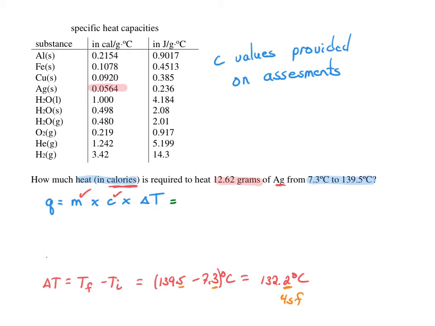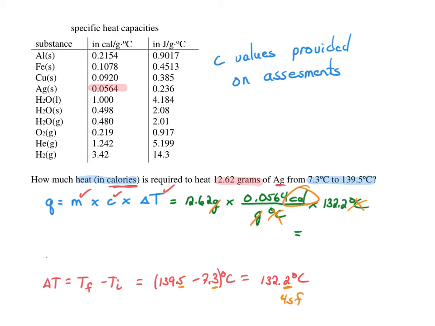So let's substitute in our values here. We have for our mass 12.62 grams. Our specific heat capacity is 0.0564. Units are calories per gram degree C, and our delta T is 132.2 degrees C. Now we check our units to see if we've set these up right, and we see that units of calories survives, which is what we want. So we can do our calculation.